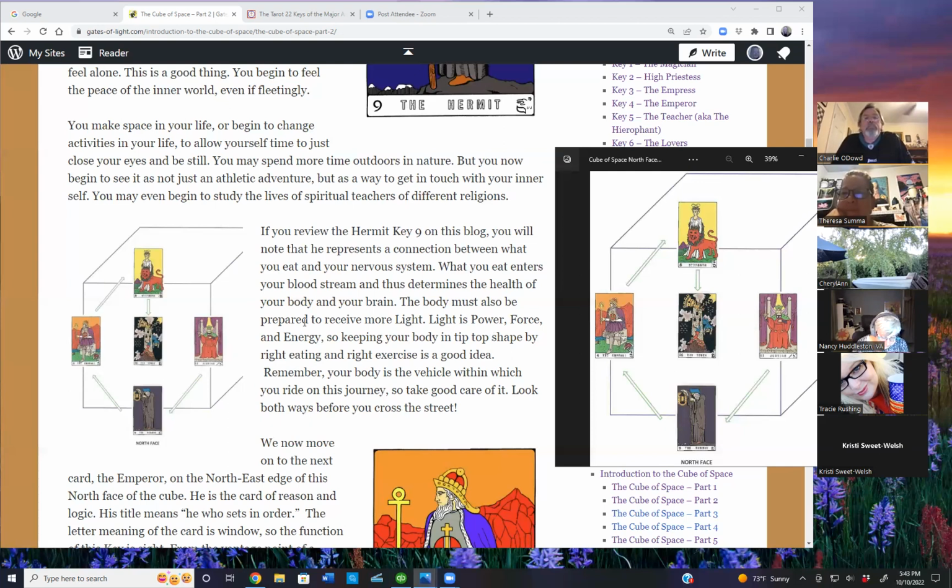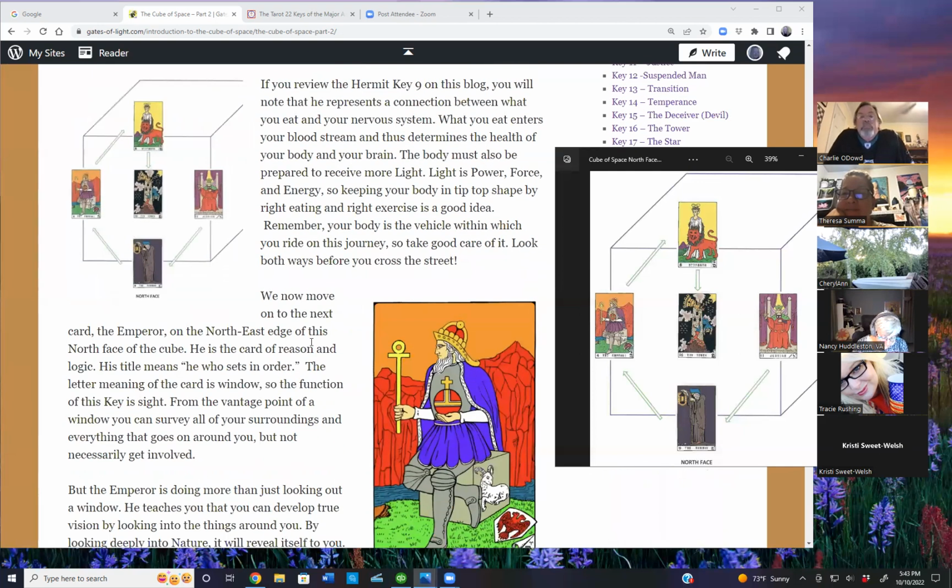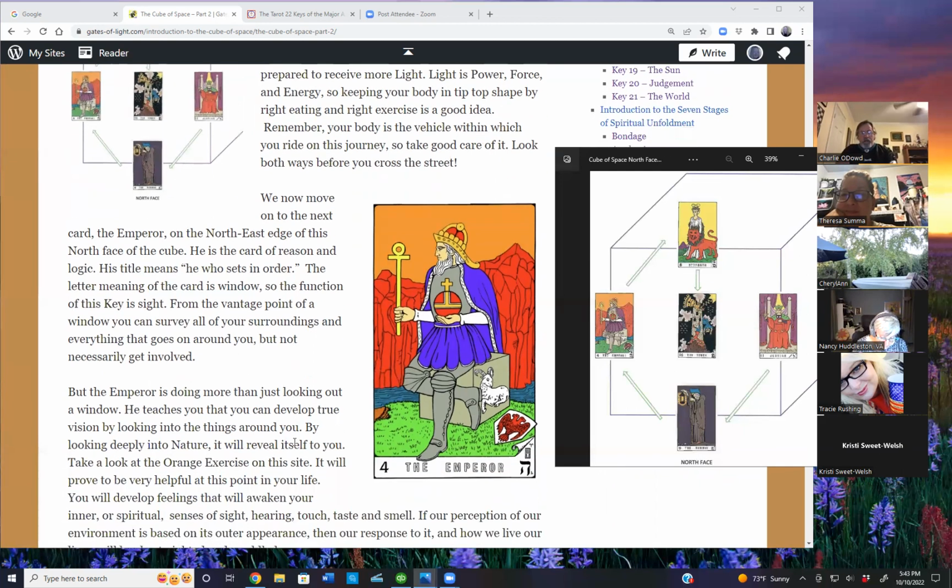Unbelievable, what a waste. We now move on to the next card, the Emperor, on the northeast edge of this north face of the cube. So there's our little Emperor. You remember him. He's the consort of the Empress. He is the card of reason and logic. His title means he who sets in order. The letter meaning of the card is window. And there's a little window down there.